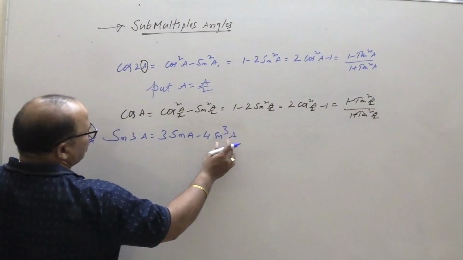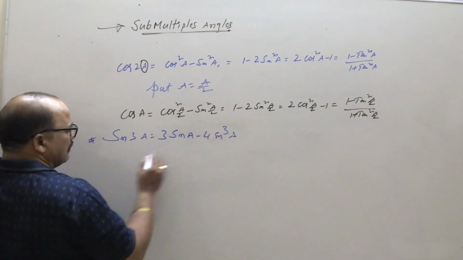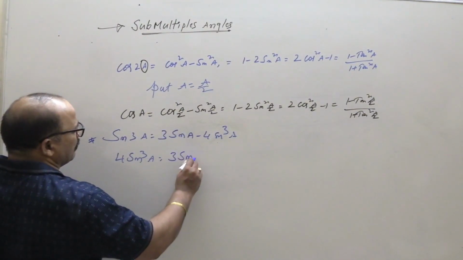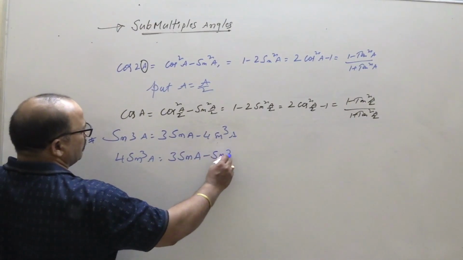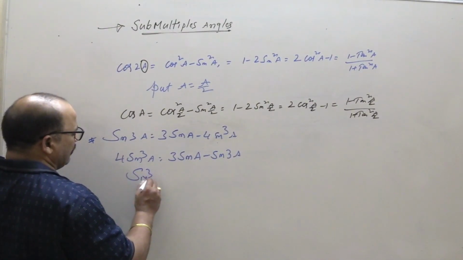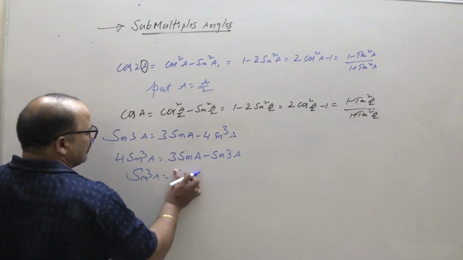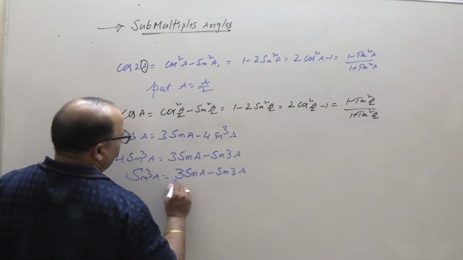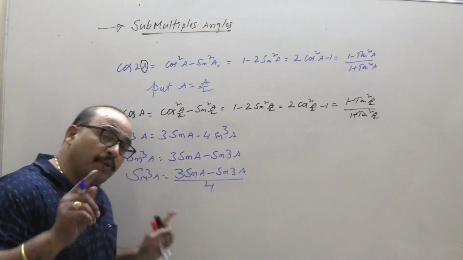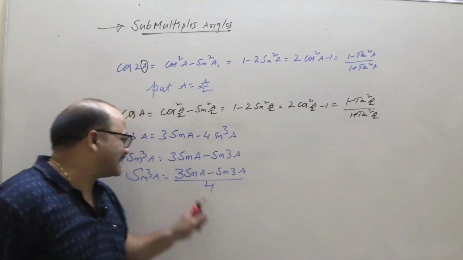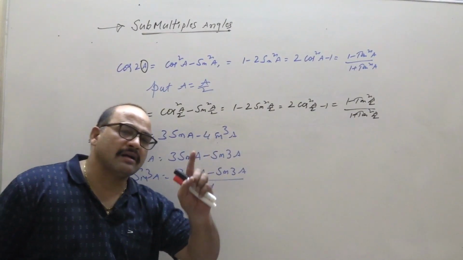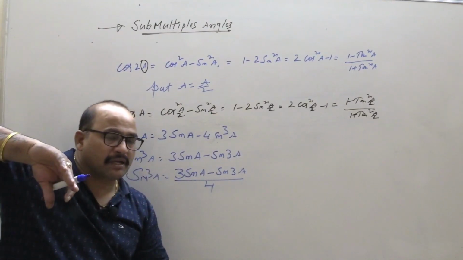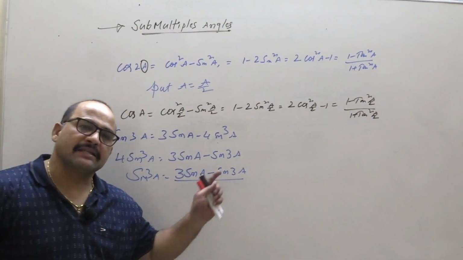Sometimes we will use this formula in the integration concept, students. 4 sin cube A, transfer that side, without powers: 3 sin A minus sin 3A. So sin cube A equals 3 sin A minus sin 3A, whole by 4. So that is sin cube without powers. Same story with cos 3A: the formula contains cos cube, so separate cos cube. Again same story. Tan is also like this.